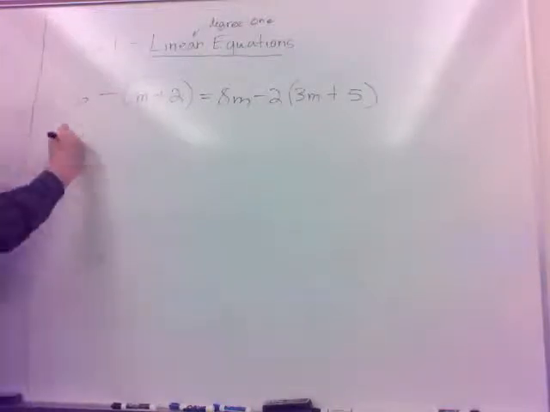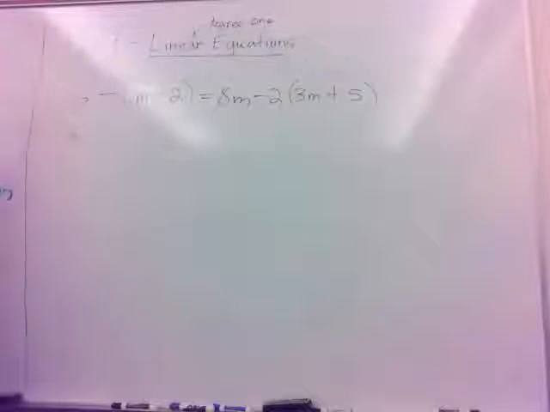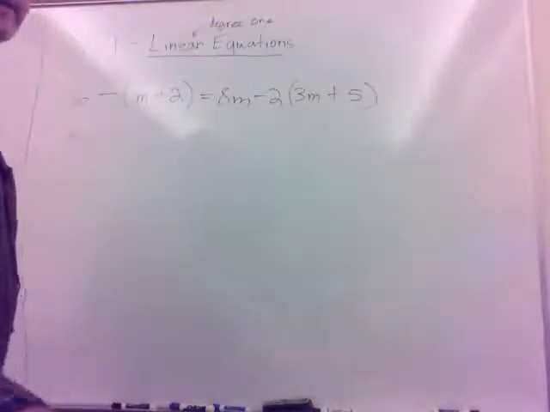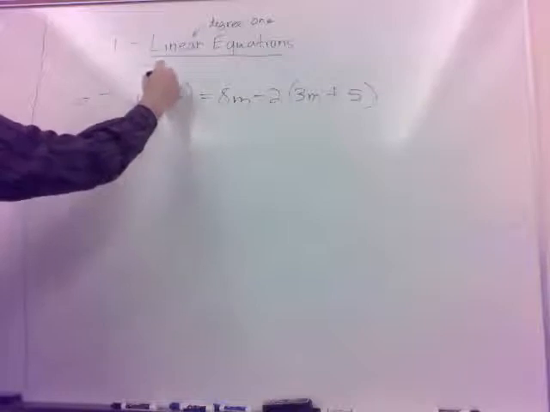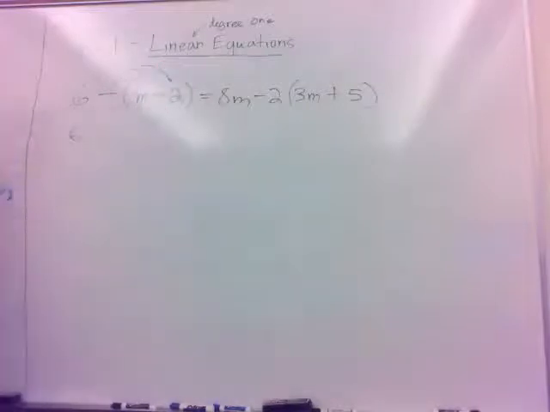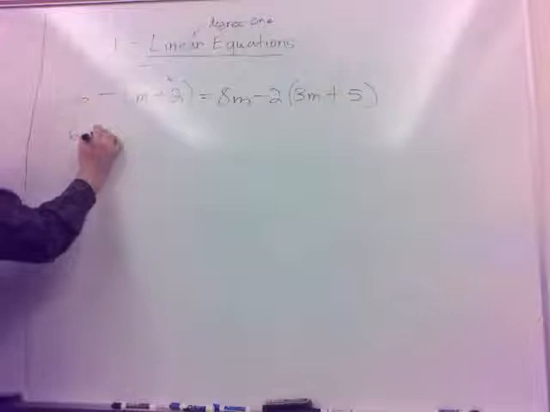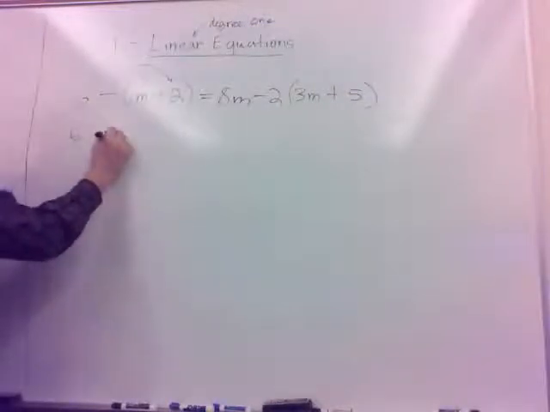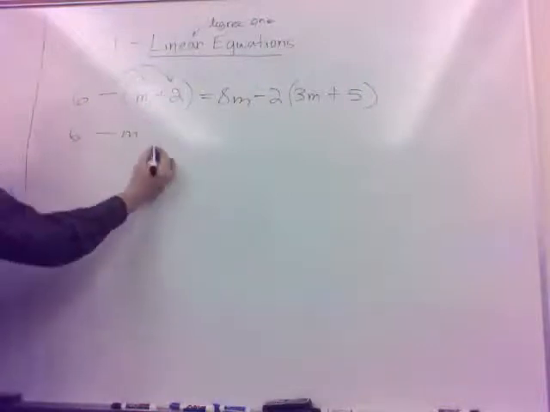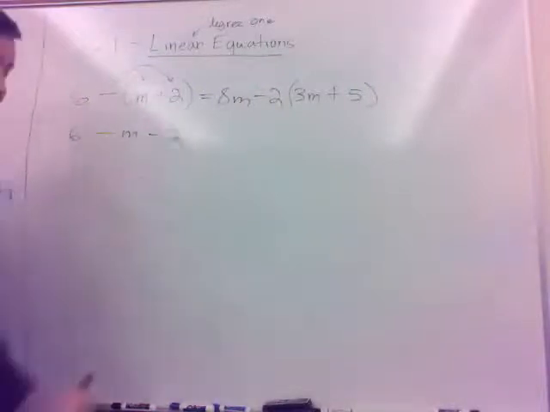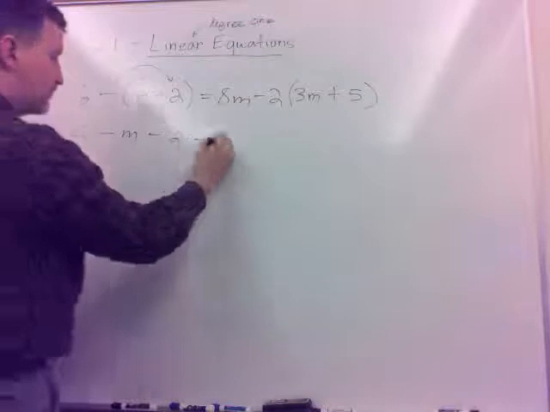This 6 is really just to itself right now. So all I need to do on the left-hand side is distribute that negative inside the parentheses. The 6 will just come down to the right for now. Distributing a minus, well, it's minus 1 times the parentheses, so it'd be minus 1 times m is minus m, minus 1 times 2 is a minus 2. That's what happens on the left.